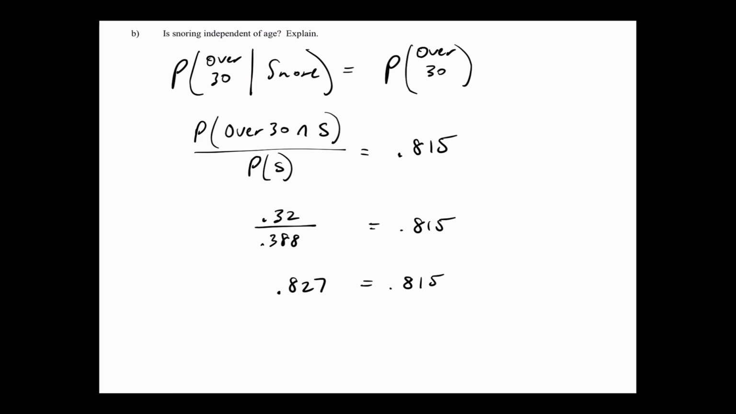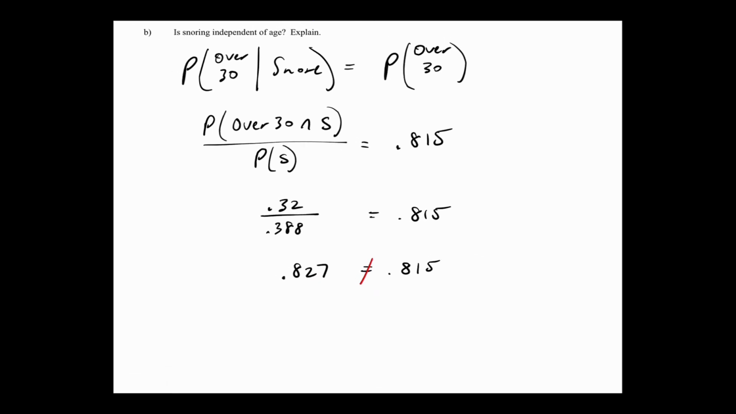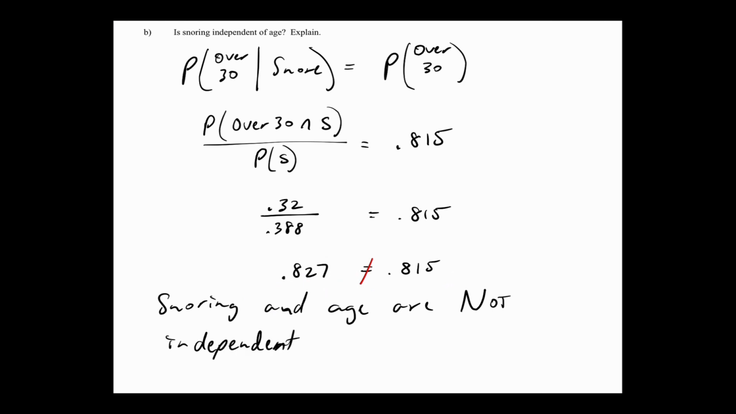Very close. Very close. But they're not the same. They wouldn't even round to be the same. If I rounded each of them, this guy would round to 0.83. This guy would round to 0.82. They're very close. Okay. So I would say not equals. And I would say snoring and H are not independent. They're dependent, or you can say they are dependent. Either way, it's okay.